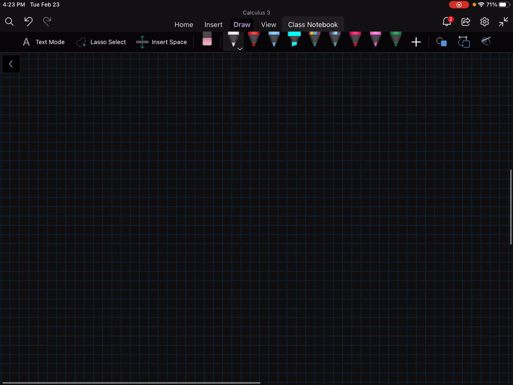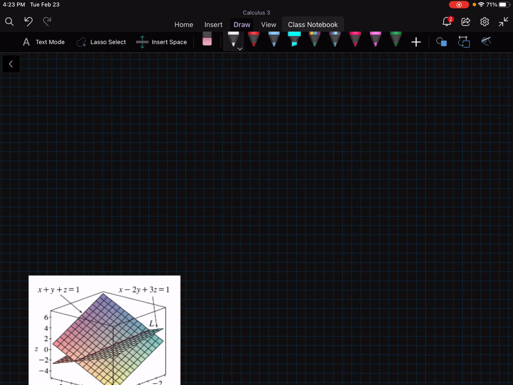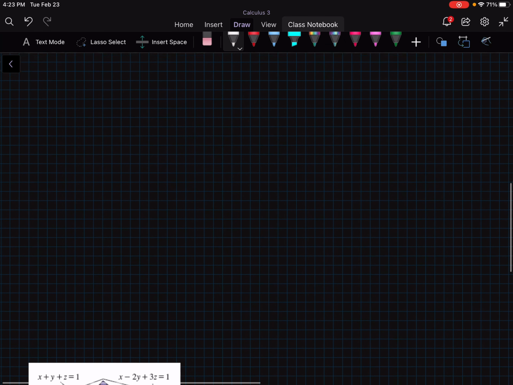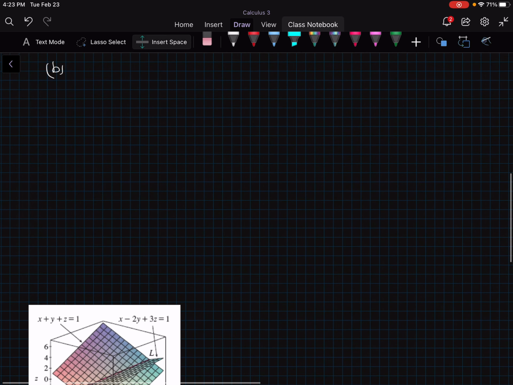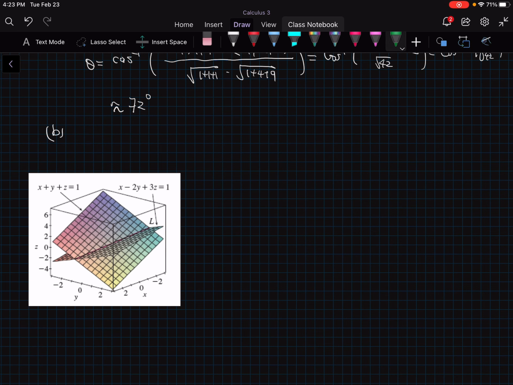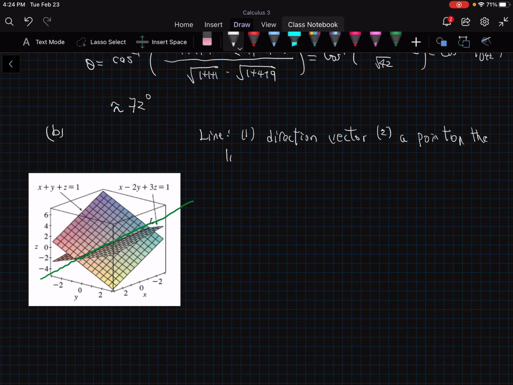The second question involves finding a line equation of the two intersecting planes. So how do we do that? Let's take a look at the graph, maybe that will help. So that's the graph of the two planes. We actually want to find the line equation of this line, the intersection. To find a line equation, we need to know two things: the direction vector, and a point on the line.